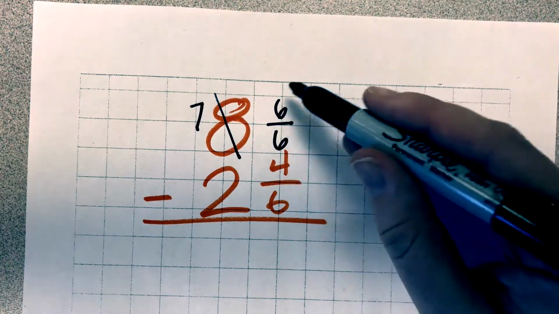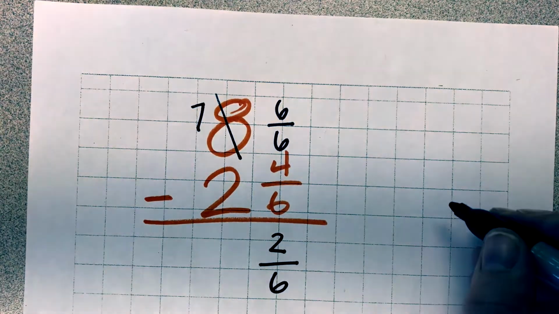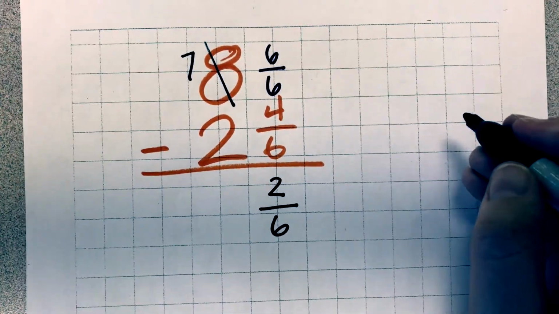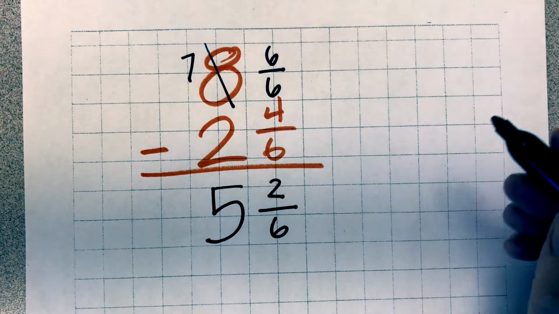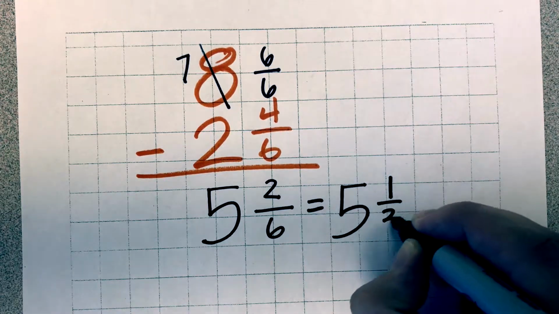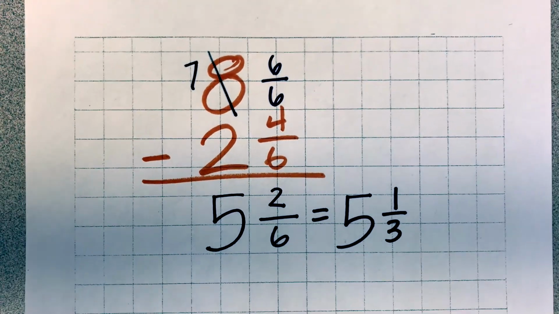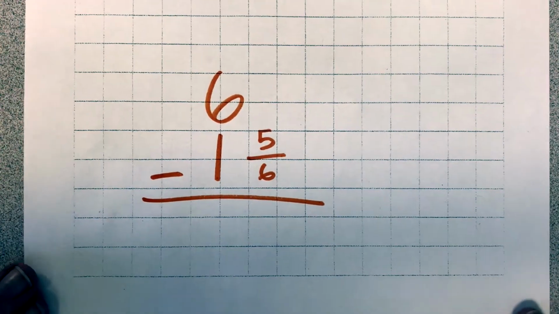So now we just subtract. 6 minus 4 is 2. We bring down that 6 as our denominator. And then 7 minus 2 is 5. 5 and 2/6, or if you want to simplify, 5 and 1/3. Okay? Simple as that. So let's do one more.